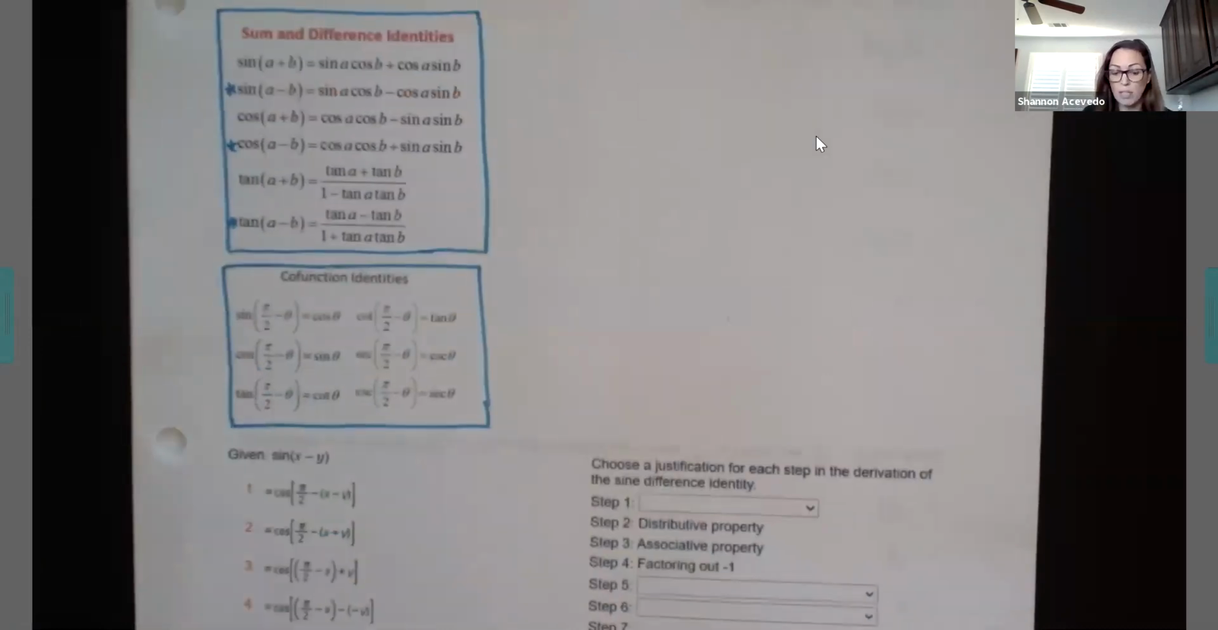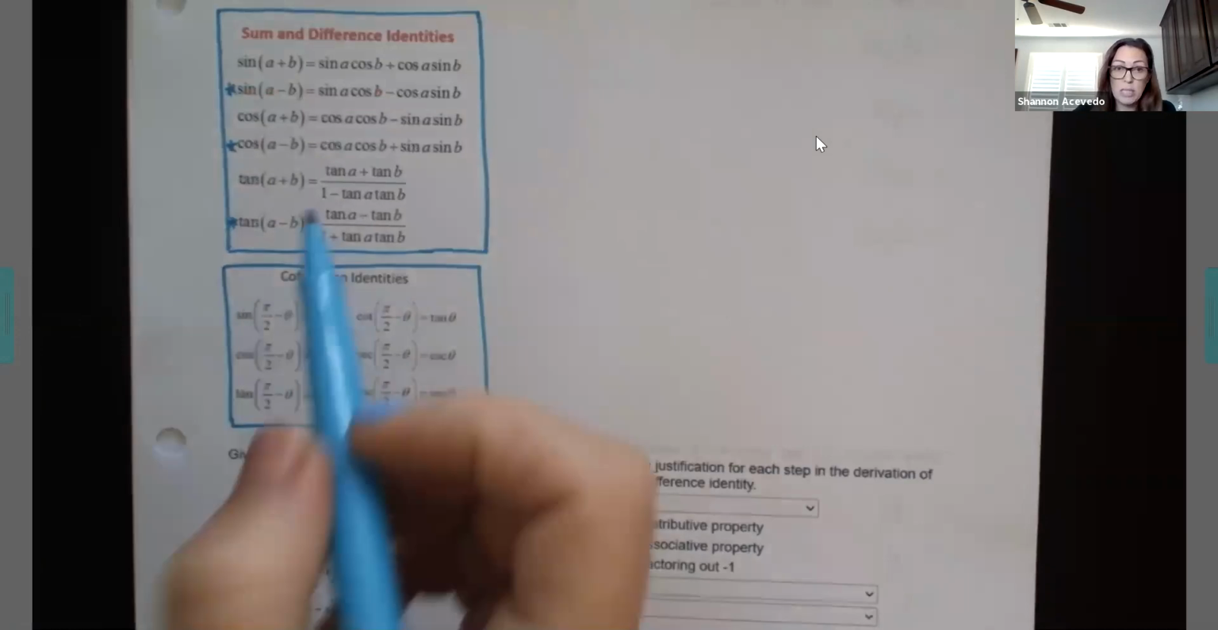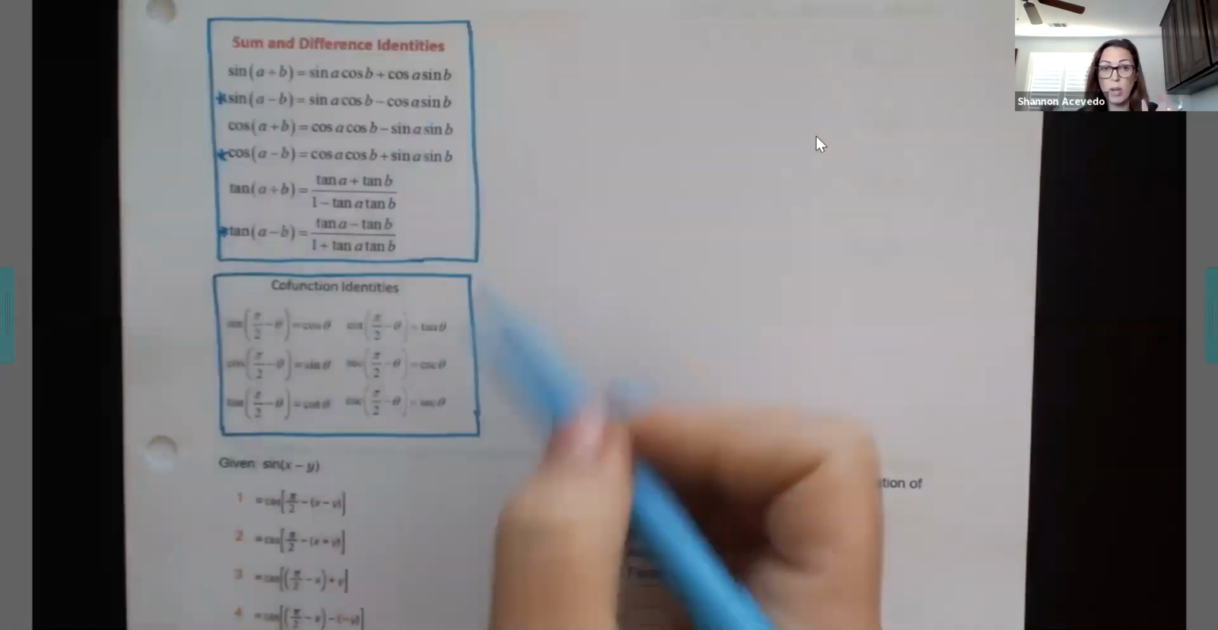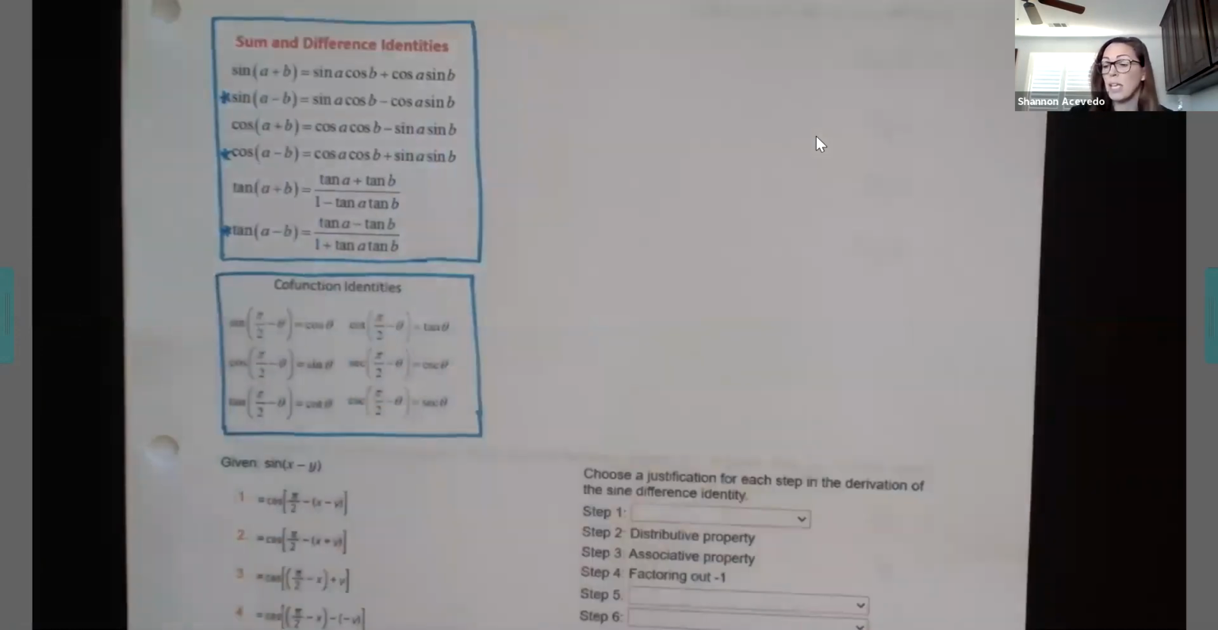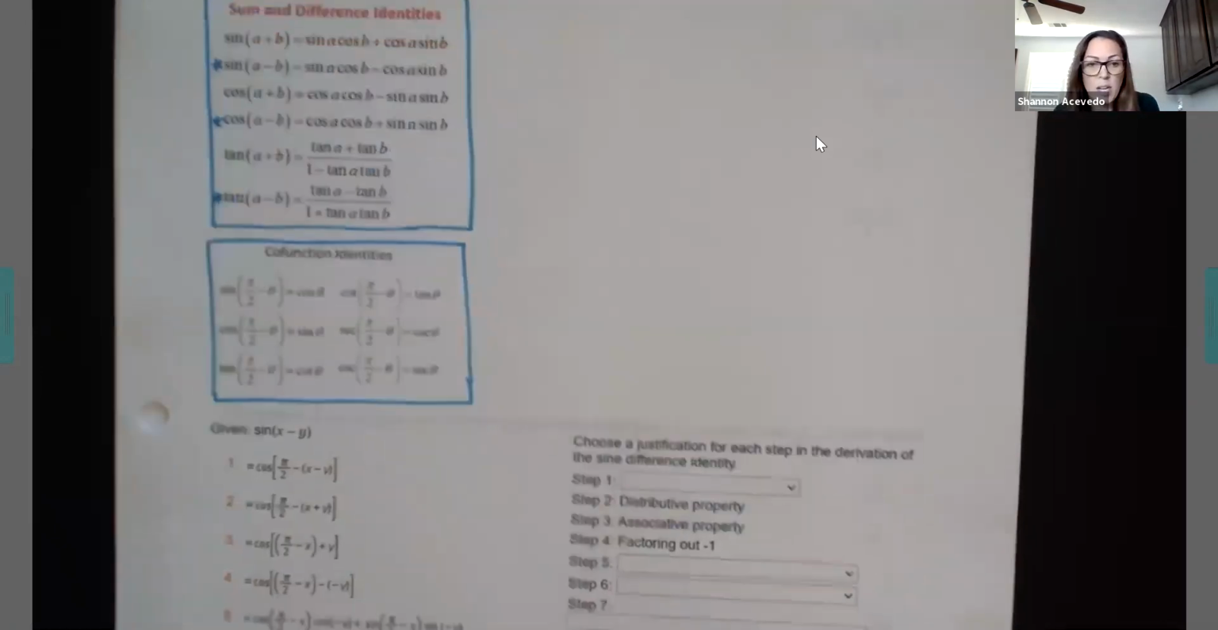When I go back to formulas, I'm talking about these ones today. They're all right there. Again, I recommend you print out your formula sheet. It will say sum and difference identities, which are the ones you're going to want to use for today. Your co-functions we kind of use throughout. So let's hop into this.